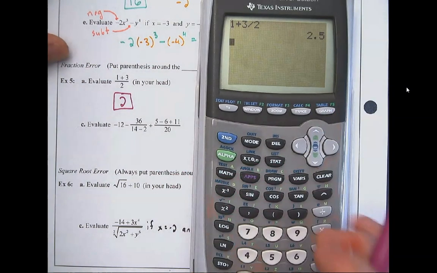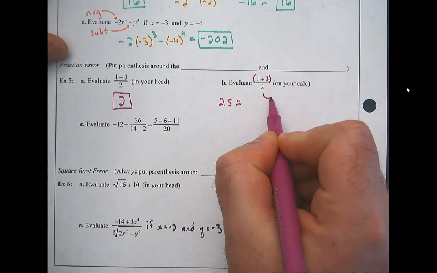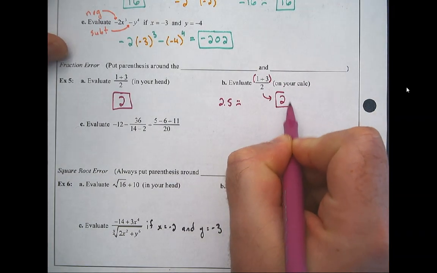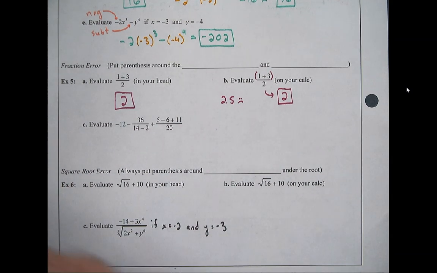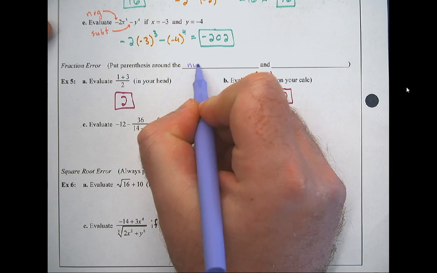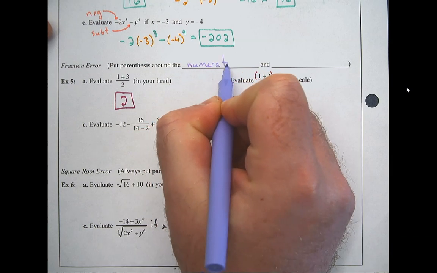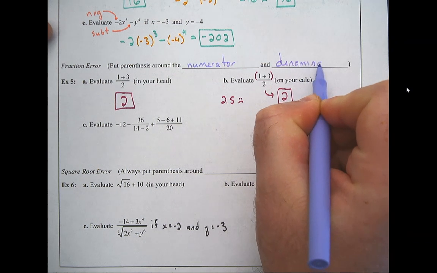So now if I try this again, (1 plus 3) divided by 2, we do get the answer of 2. So it does work out. We've just got to make sure that whenever we have a fraction, you must put parentheses around the numerator and denominator.